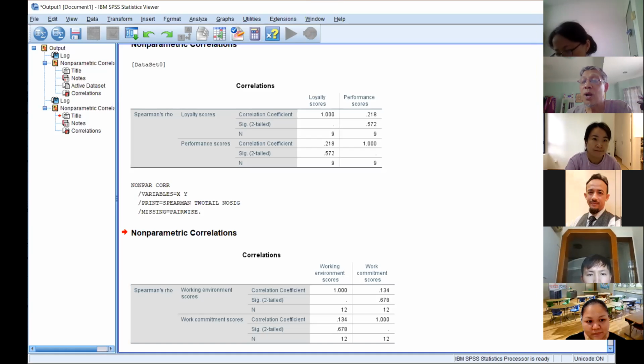Question number 2. Wang Wenpeng, what should be the scale of measurement for working environment?